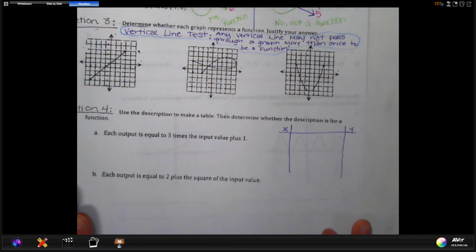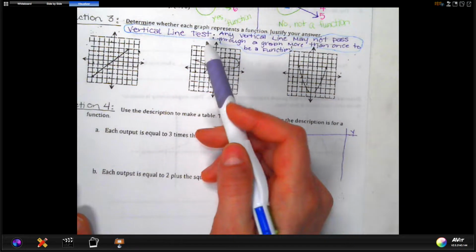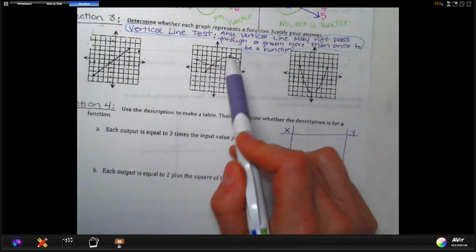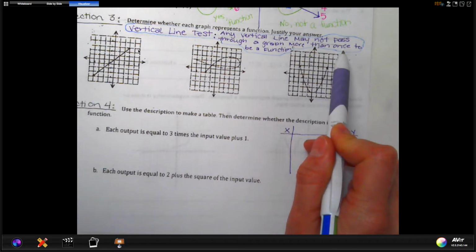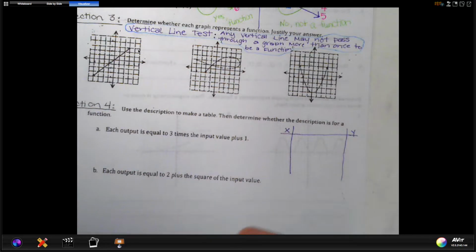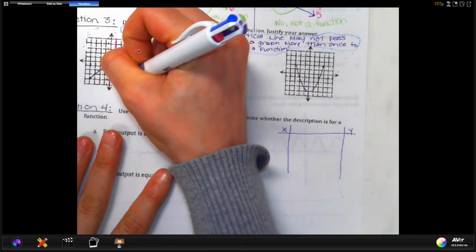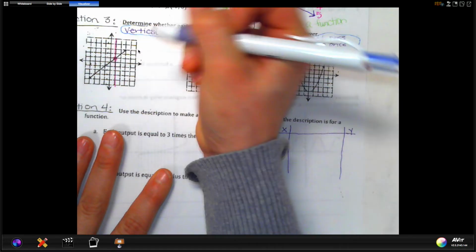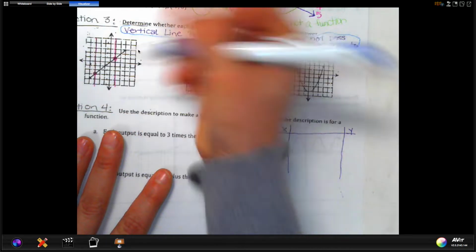You might again have to pause the video to write the definition, but the vertical line test says that any vertical line may not pass through a graph more than once to be a function. So what this means on the graph, if I look at this first one, I can drop a vertical line on here and it only hits the graph one time. I can drop one over here. Again, it only hits the graph one time.